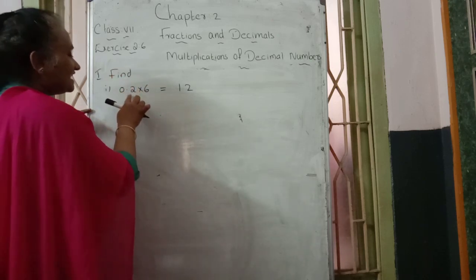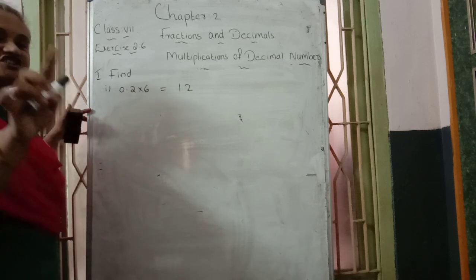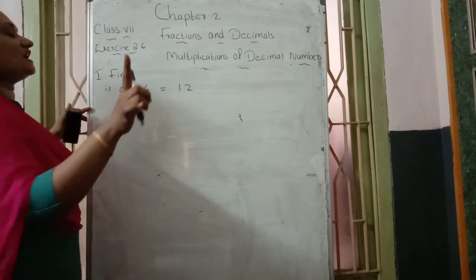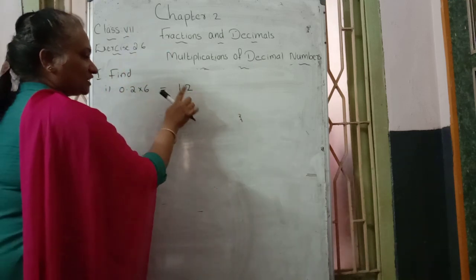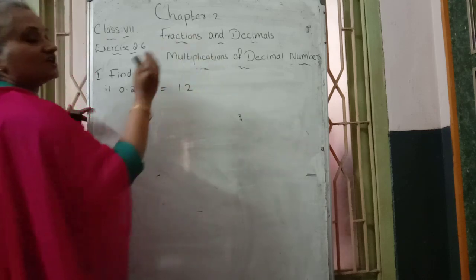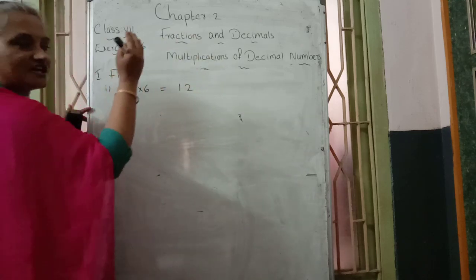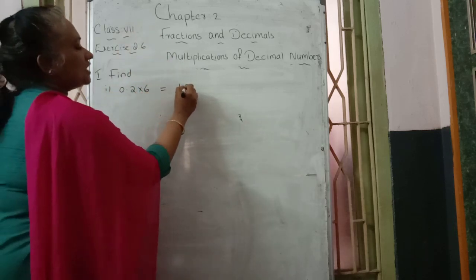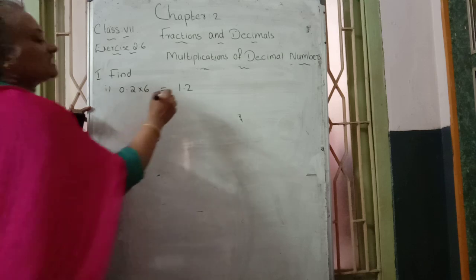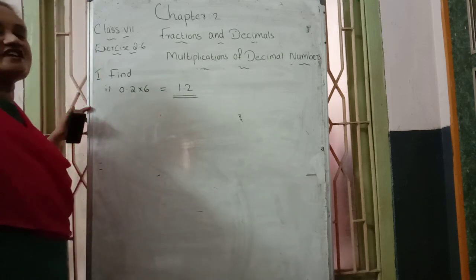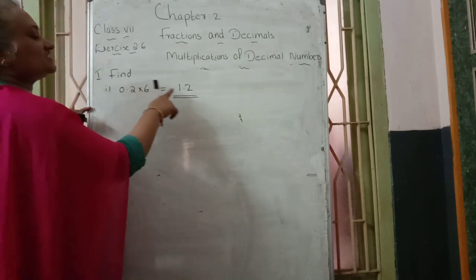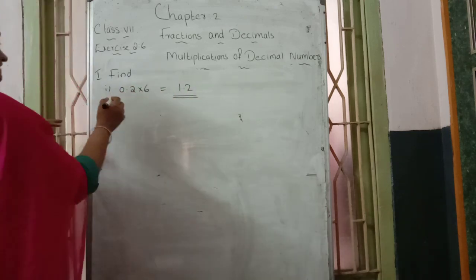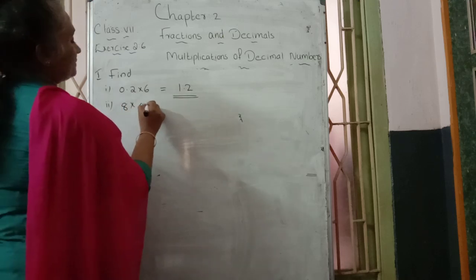In the multiplicand, after the point how many digits are there? 1 digit. That's why in the answer place, that means the product place, we count from right to left, because place values are counted starting from right to left. So count one place from right to left and put a decimal point. So our answer becomes 1.2. 0.2 into 6 is 1.2.